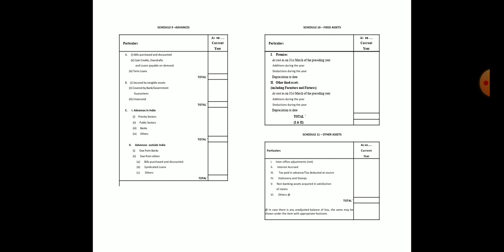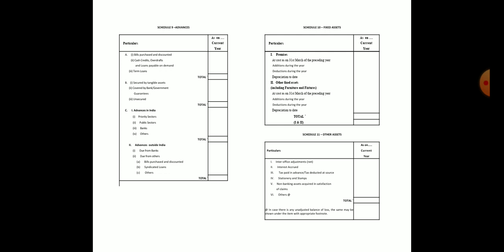Then advances. Advances include bills purchased and discounted, cash credit, overdrafts and loans payable on demand, term loans, secured by tangible assets, covered by bank or government guarantees, unsecured advances in India, priority sector. Priority sector is basically agriculture sector, public sector, banks and others. Advances outside India: due from banks, due from others, bills purchased and discounted, syndicated loans, others. So if we add all the 3 points, A, B plus C, then we will get advances as per schedule 9.